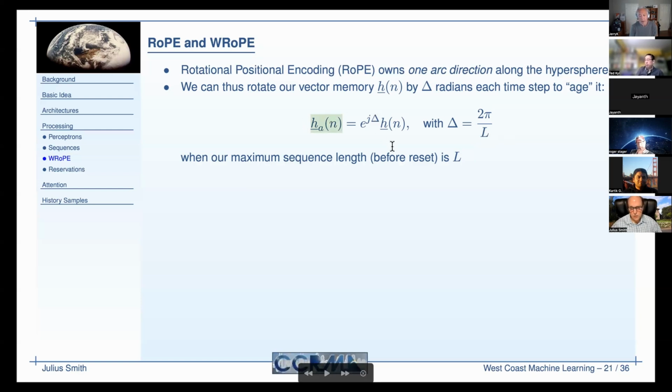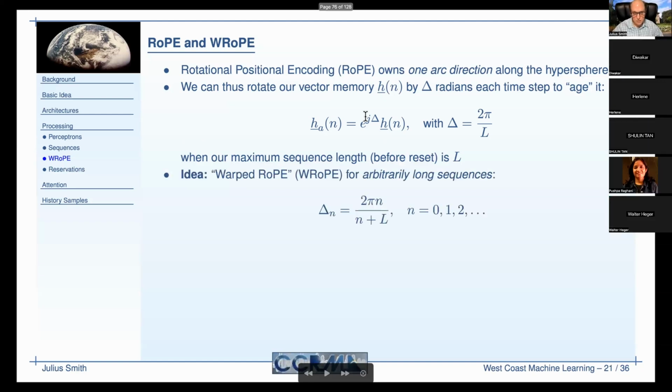So the aged version of the hidden state is e to the j delta times the unaged. So this ages at one sample. And it's recursive, so it'll keep happening. It just keeps twisting around in phase, and it doesn't come around to the original phase until the end of this sequence, which is at most L. And so at L, that's when we're going to reset the memory. So we'll just have a 0 feedback gain, because we know we can't encode any more time than that. So it's just reset time.